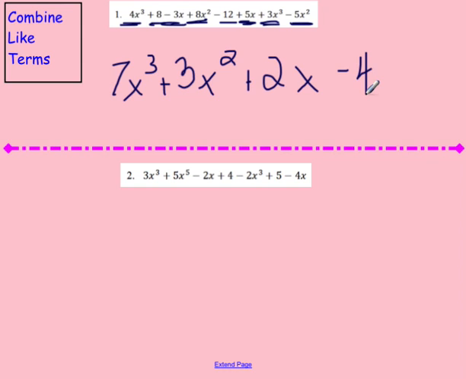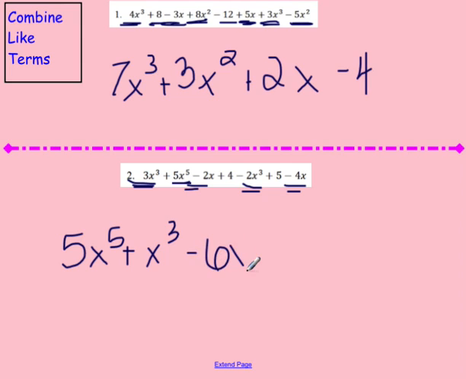Let's take a look at number 3, combining those like terms. First, 5x to the 5th, that's our biggest. And there's only one 5x to the 5th, so we don't have to add that to anything. Next, 3x cubed minus 2x cubed. Again, adding the coefficients, keeping the exponents the same. That's going to give us x cubed. Then we have negative 2x minus 4x. That's going to give us a negative 6x. When you add two negatives, it's going to get more negative. Last but not least, 4 plus 5 is going to give us 9.